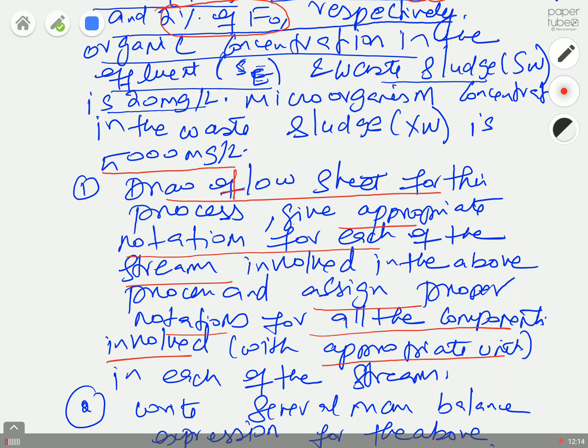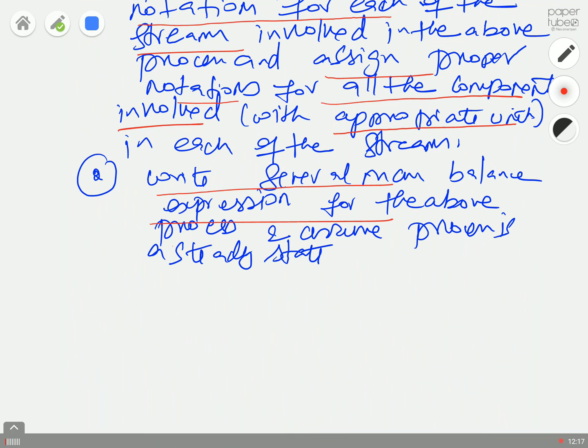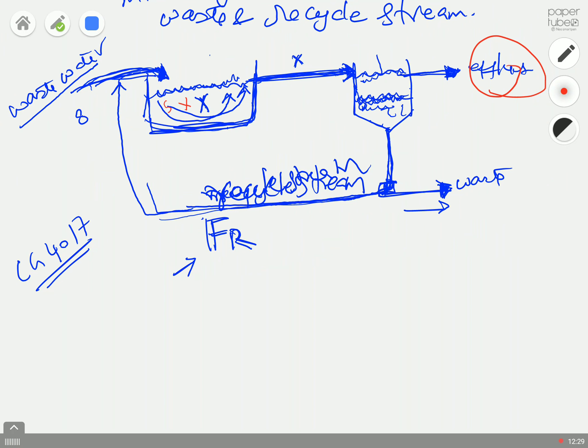Yeah? And then write a general mass balance expression for the above process, and assume the process is at steady state. Steady state means your microbial concentration and your substrate concentration in the tank are going to be constant. And then number 3 is to perform the flow balance. You have to perform your flow balance, like how much mass goes in, how much mass comes out, and you also need to perform a flow balance for individual components.